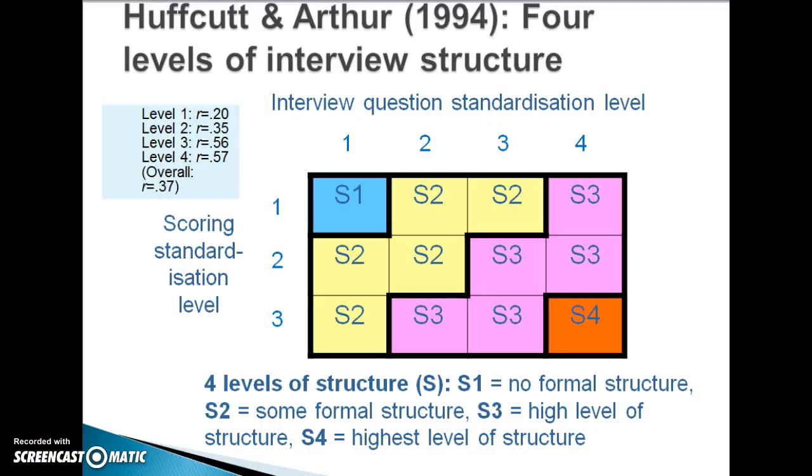Moving on to Huffcut and Arthur's actual grid, looking at interview structure here, we looked at the 4 levels of structure they identified and talked about how we can get very reliable results, but can people actually work to this level? What might the practical implications of this be? Write down 3 reasons why people might not be able to get to level 4.